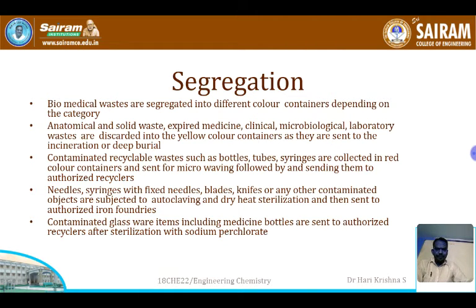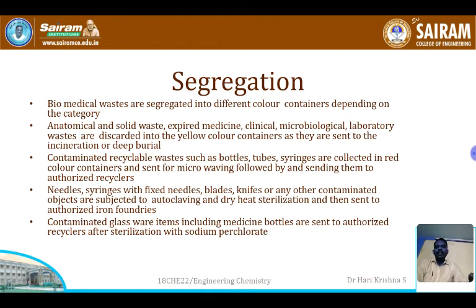Next, contaminated recyclable waste such as bottles, tubes and syringes are collected in the red colored containers and sent for microwaving, followed by sending them to authorized recyclers. All these tubes, your glucose bottles, your syringes, can be recycled. So they will be sent for recycling.